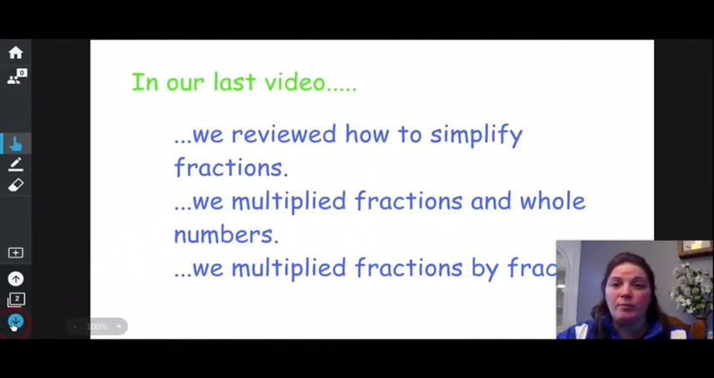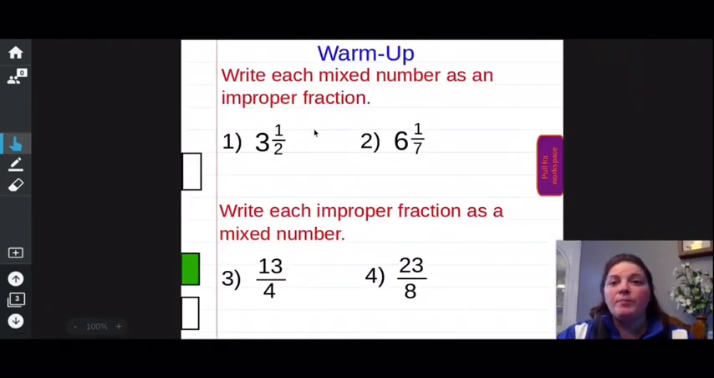Let's do a little warm-up first. There are two different skills we're going to practice in our warm-up today. For numbers 1 and 2, you're writing each mixed number as an improper fraction. And then for numbers 3 and 4, you're writing each improper fraction as a mixed number. Go ahead and pause the video, work on these 4 problems, and when you're finished, hit play and we'll go over the answers.